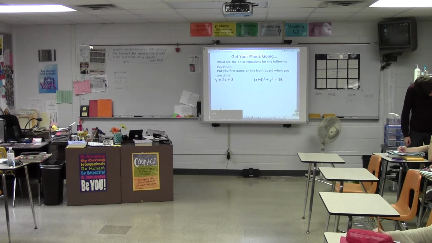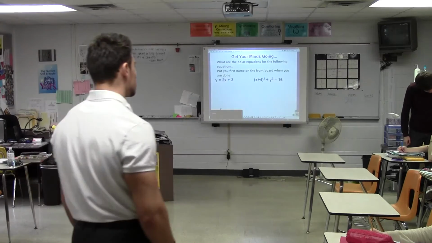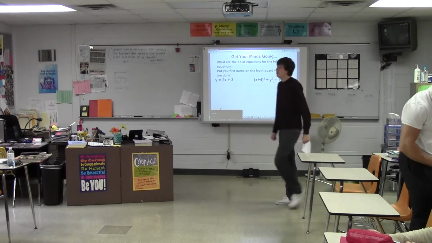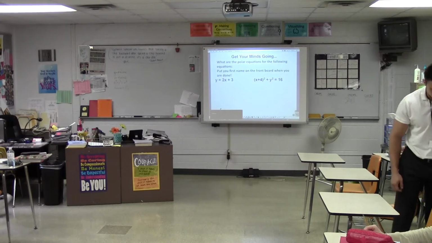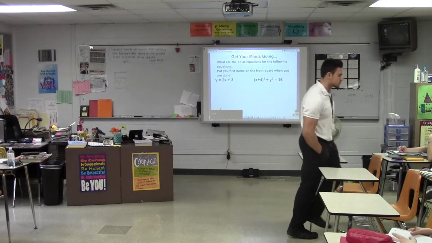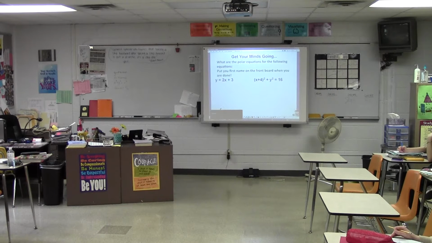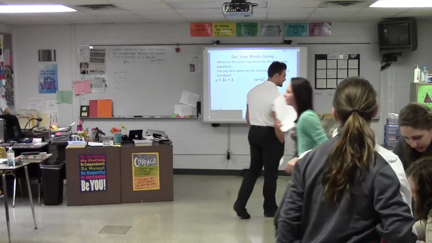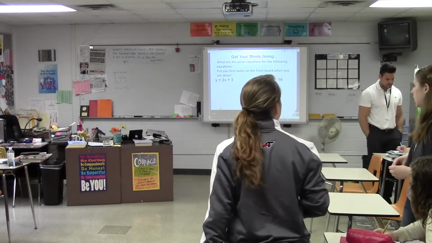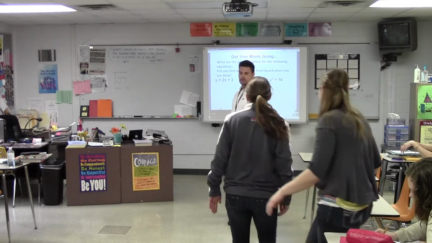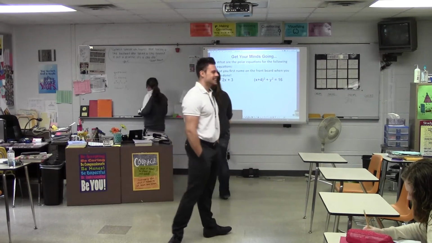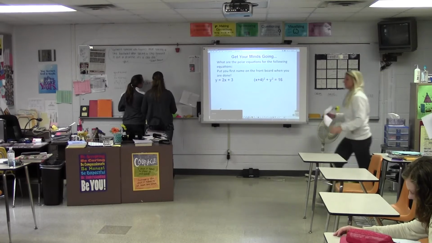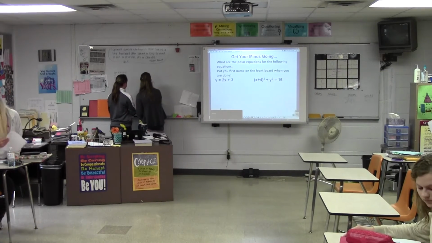Can I get number 1 done? I know how to do the second one. Okay, so the first thing you do is expand x plus 4 squared. So then you get x squared plus 8x plus 16 plus y squared equals 16. X squared plus y squared is r squared. So you can subtract 16 and you get 0 on this side. So you get r squared plus 8x equals 0. And then you subtract 8x, so you get r squared equals negative 8x.